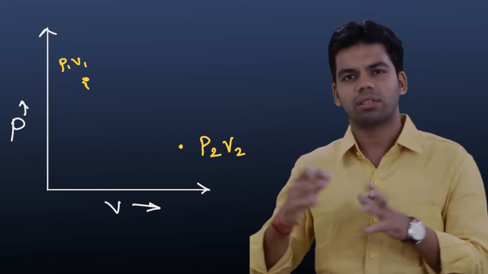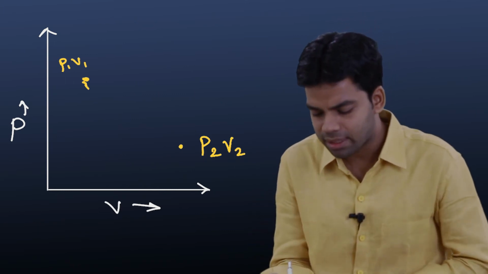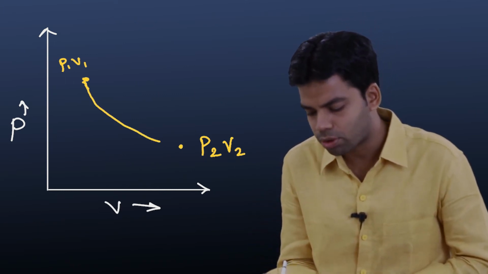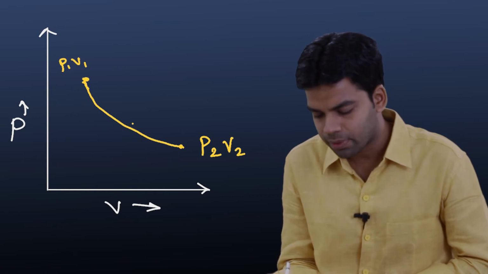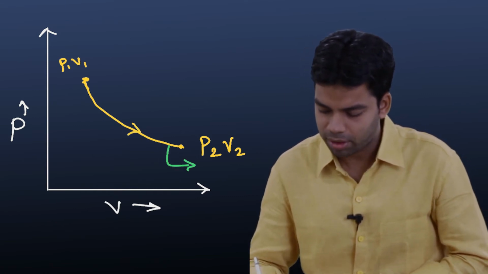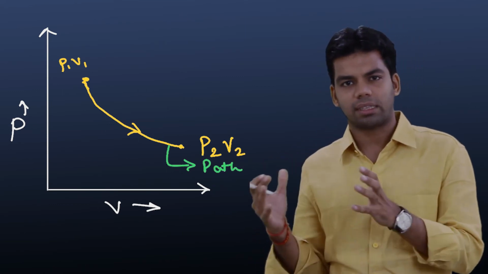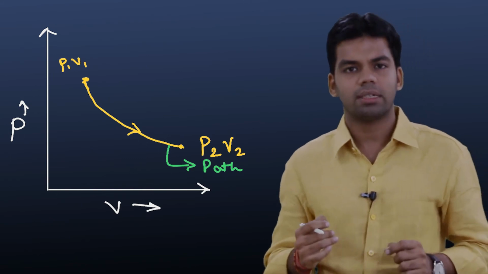Okay, it is not certain that it will come directly from P1 V1 to P2 V2. It will pass through many such states. If I draw the succession of all those states, this succession of all these states is nothing but the path. This is the path followed by the system. The path through which the system goes, that is known as the path followed by the system.